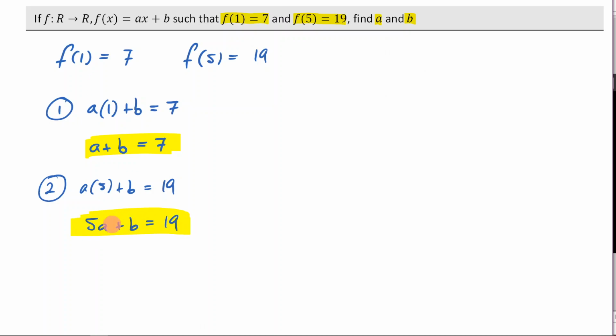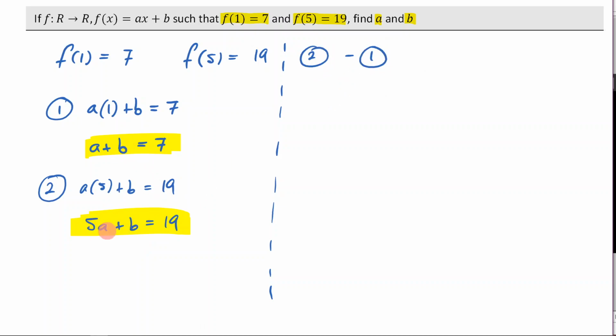Okay, once we have these, what are we going to do next? Well, I need to solve them, and if I'm doing it by hand, we will go through how to do this on the CAS as well, but if I'm doing it by hand, I need to figure out a way of eliminating one of these variables here. So I can get rid of b by going 2 minus 1. So I'm taking 2 and subtracting 1 away from it.